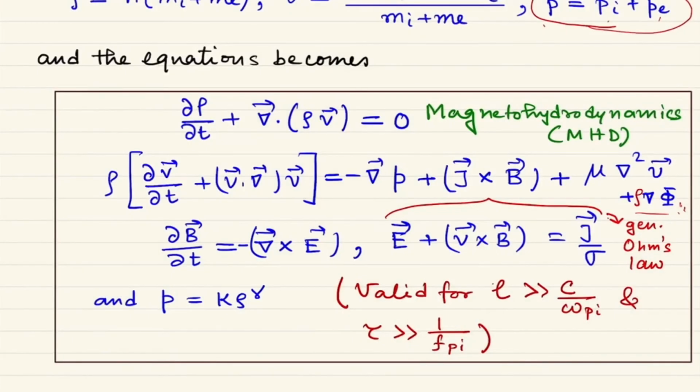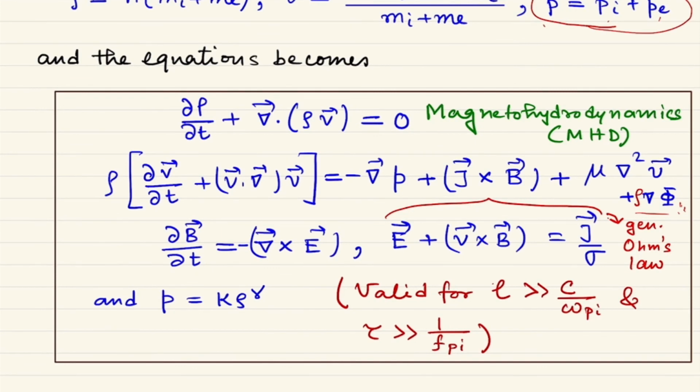Then the total picture is that the bulky ions are just moving slowly, and the electrons, because their random motions are averaged out, are simply following the ions as a background. That's exactly the picture of magnetohydrodynamics. And if you can imagine that picture, then you are all set for studying magnetohydrodynamics.